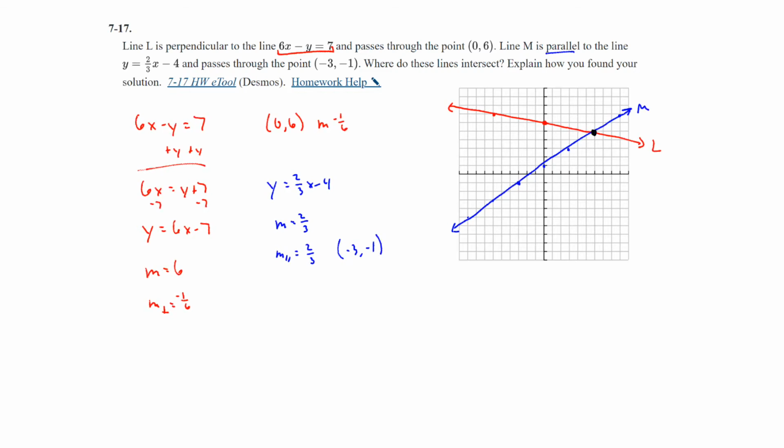Where do these lines intersect? They intersect right here. This will be 1, 2, 3, 4, 5, 6, and then 1, 2, 3, 4, 5 up. Explain how you found your solution.